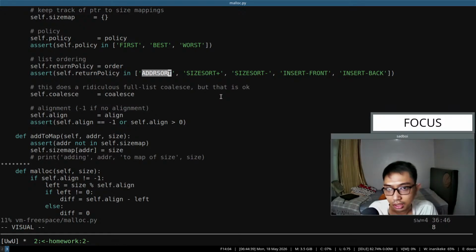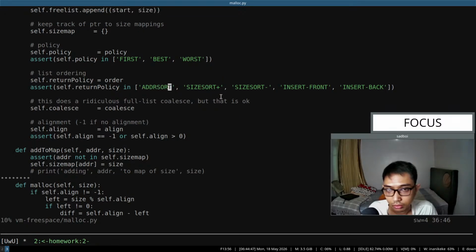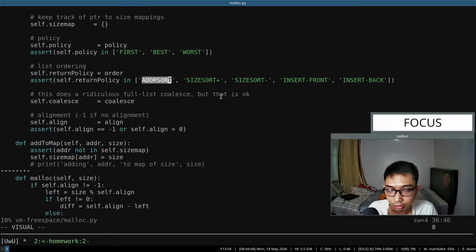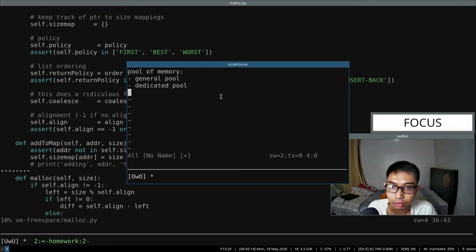And then add R sort, this one I don't really know. Yeah, I'm still not sure what this means. Oh, or maybe this means address, not add R. Yeah, maybe this means address. So we are sorting by the address, maybe something like that.